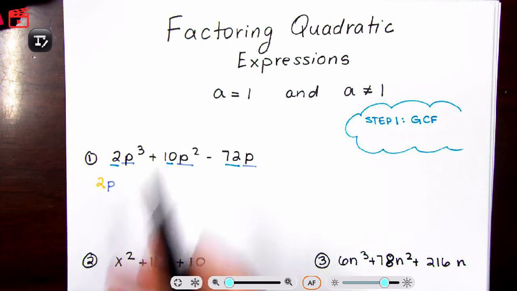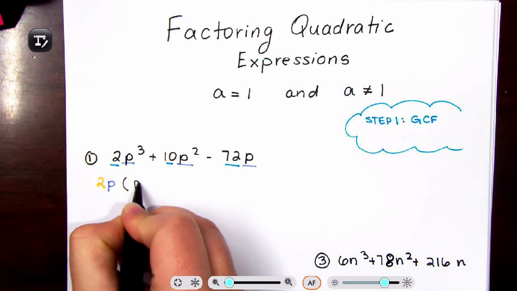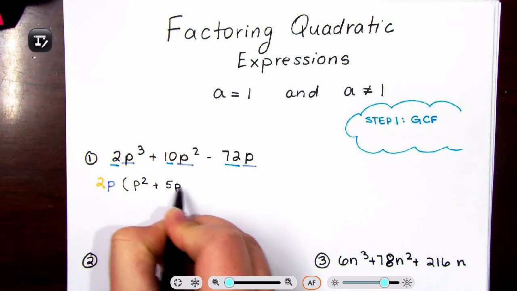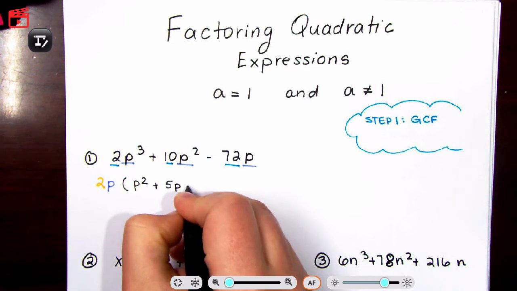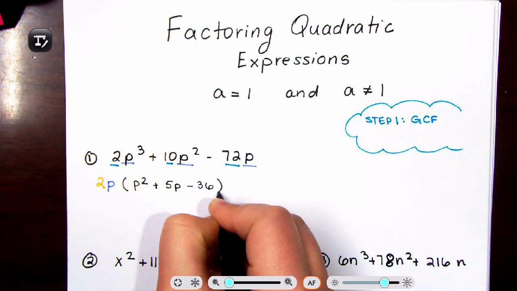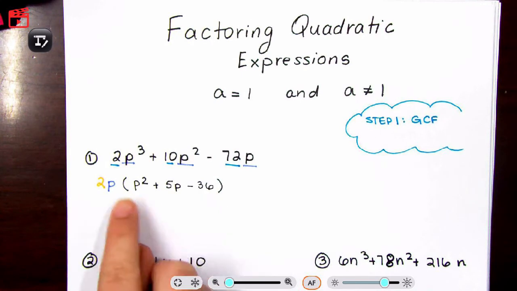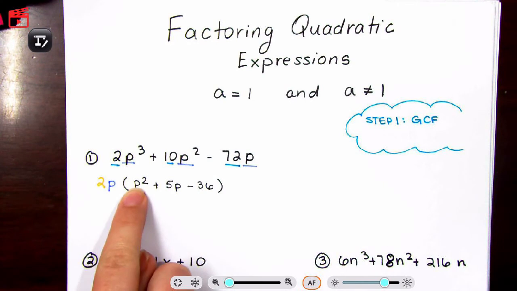Now we have to write what is left over. So if I remove 2 and 1p, that means I have p squared left over. If I remove 2 and 1p, that means I have 5p left over. And if I remove 2 from 72, that means I have 36 left over, negative. And p is removed, so I no longer have p's. So what started out as a trinomial with the leading coefficient not 1, we now have inside our parentheses, inside our bubble, a trinomial, 1, 2, 3, with the leading coefficient of 1.